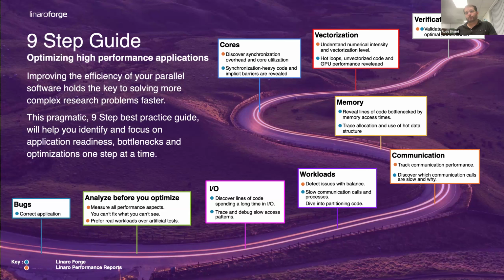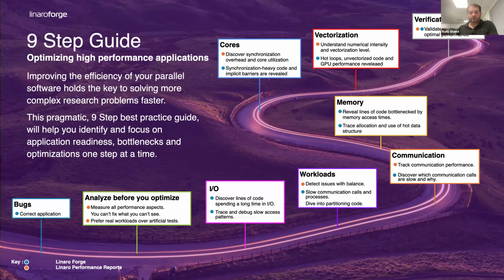So you have workloads, communication, then you can look at your memory, and you can look at cores, and then towards the end of it, you can look at vectorization. And it might just be that your code isn't set up in a specific way to make use of vectorization. So you might need to restructure some of your code for that.